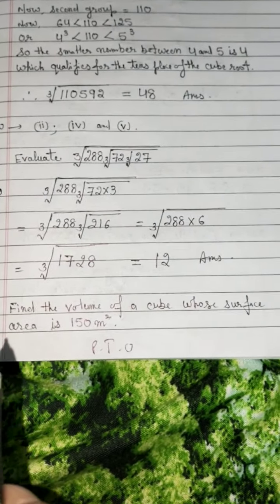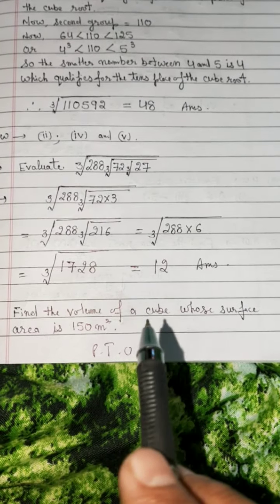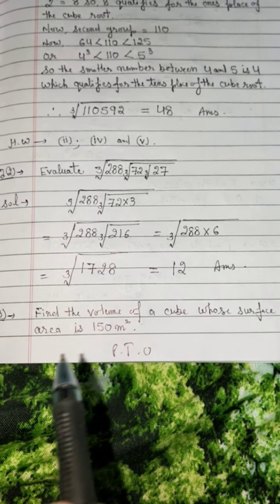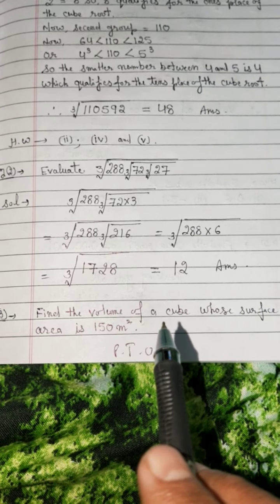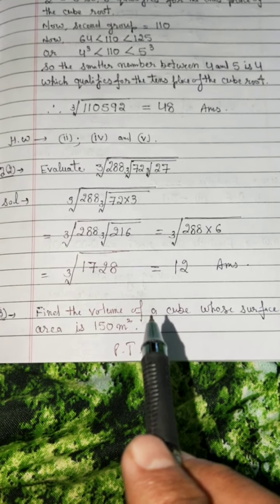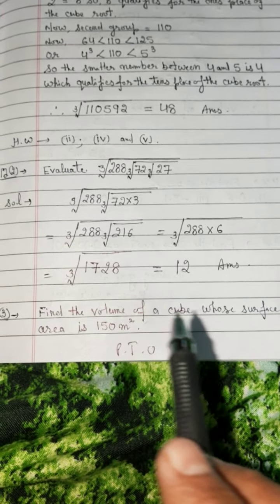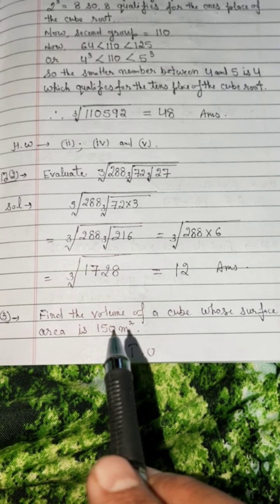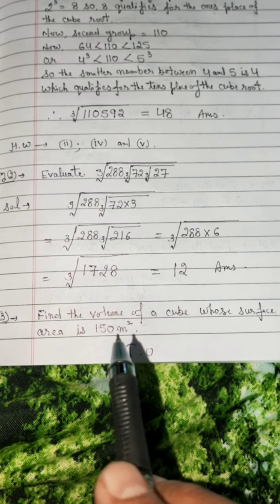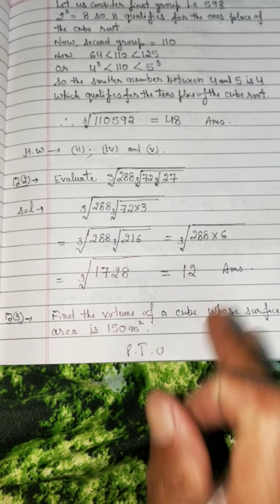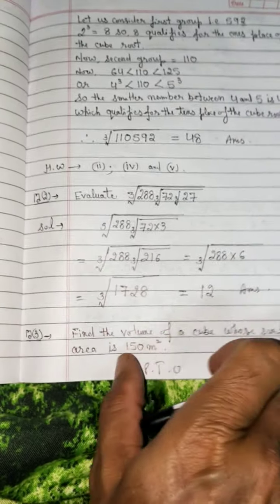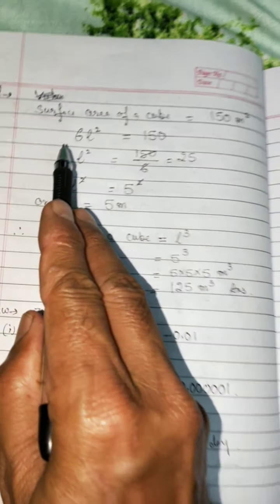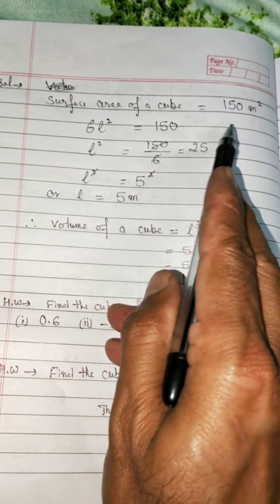Next, question number third: find the volume of a cube whose surface area is 150 square meters. What will be the volume of a cube? L cube. Whose surface area? The surface area of a cube means 6L square is equal to 150. From this 6L square you can find L. The surface area of a cube is equal to 150 square meters.